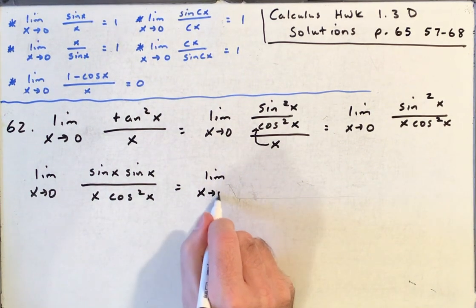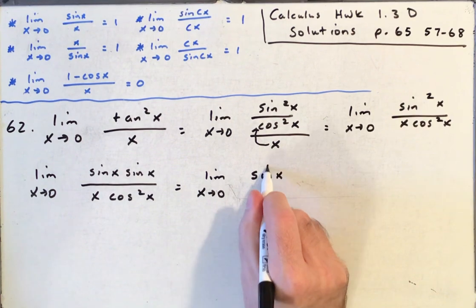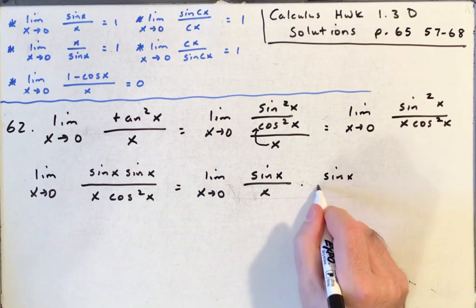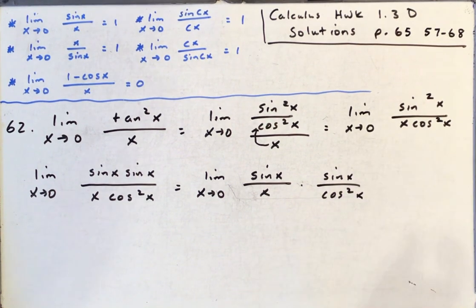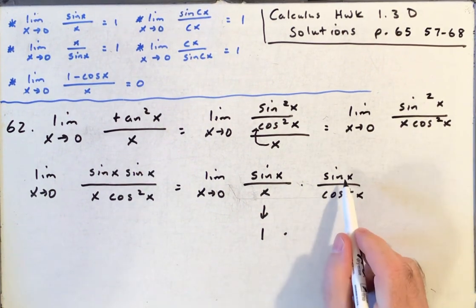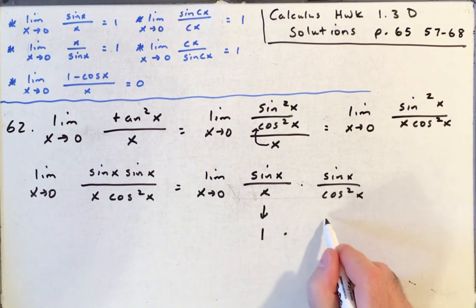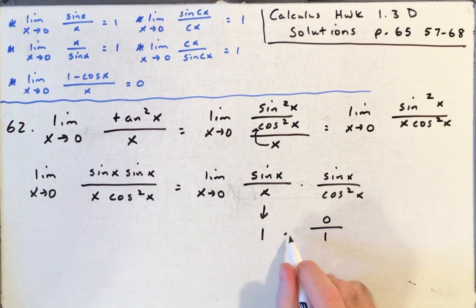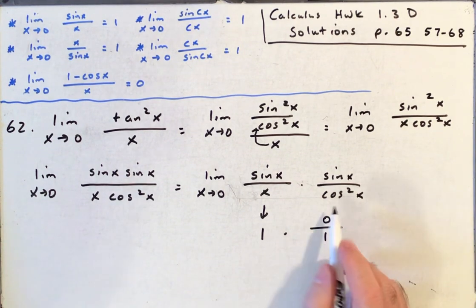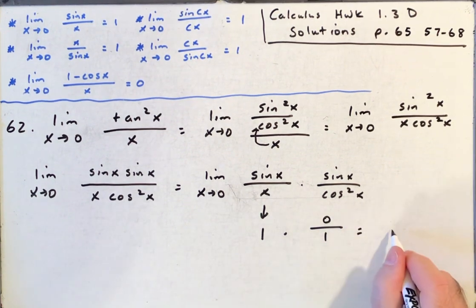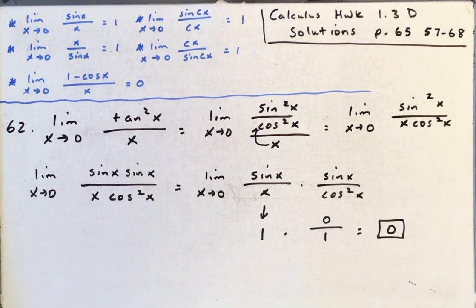So the limit as x approaches 0, let's break it up. Sine x over x times sine x over cosine squared x. Now I think we can plug in, because sine x over x is 1. And then if you plug in 0 for sine x, that's 0. But if you plug in 0 for cosine, that's 1. So it's 1 times 0 over 1. That's why I didn't have to write that out twice. I knew the cosine of 0 was 1. So that's 1 times 0, which is 0. All right, lovely.